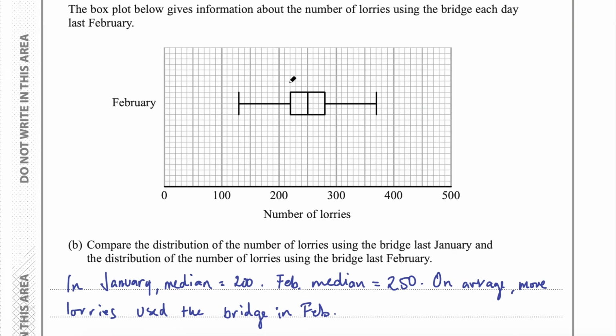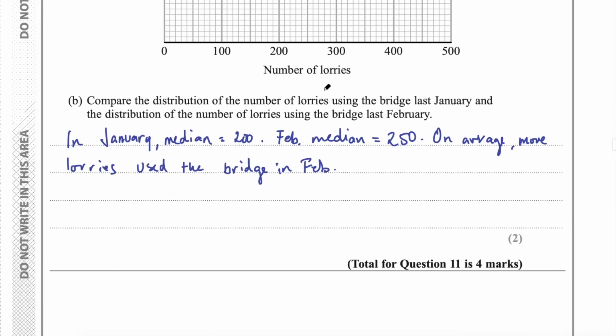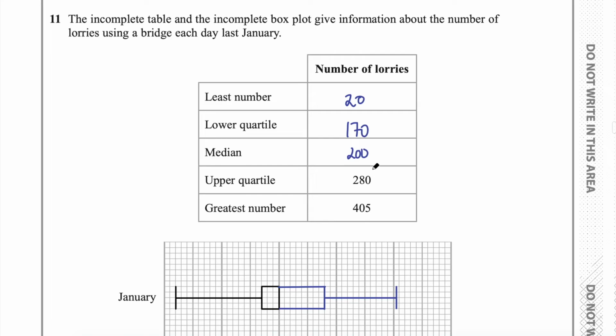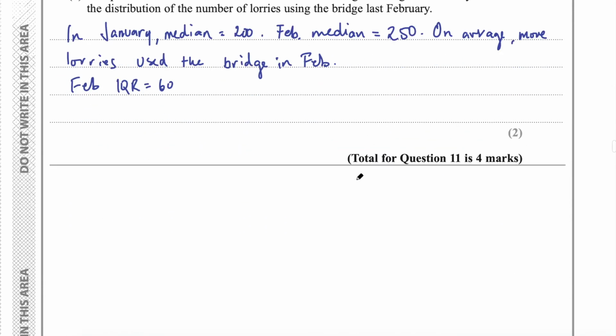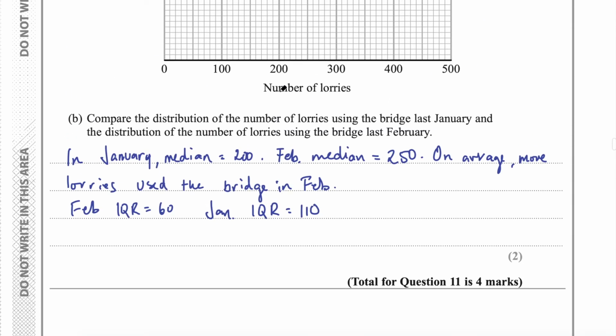So here the interquartile range is from 220 to what? To 280. So for February, the interquartile range is 60. And in January, the interquartile range is 280 take 170, so that's going to be 110. So January interquartile range equals 110. What does that tell us about the lorries on the bridge? Well, I guess there was less of a spread, so more consistently, more lorries were passing over the bridge. So there's less variation in February.